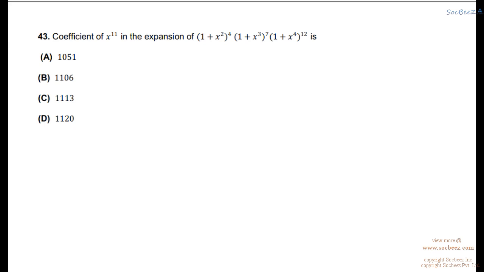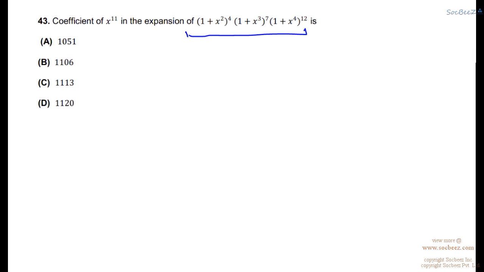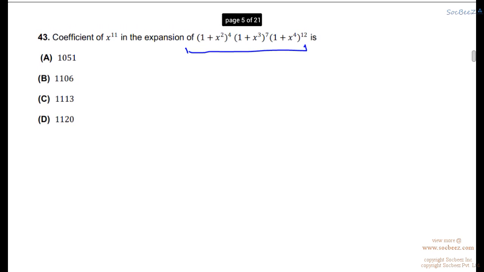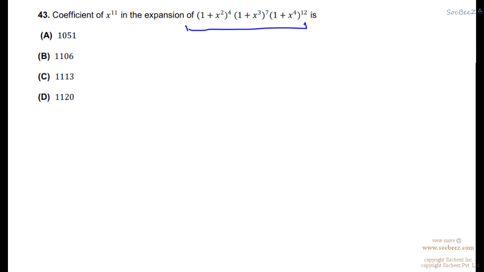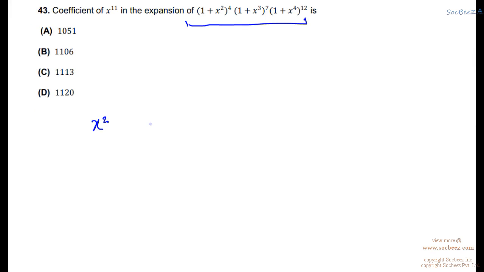Actually, in case we just expand this expression, then x raised to the power 11 will be formed with the combination of 4 coefficients. Okay, so let's see how those coefficients are formed. Here there are 3 powers which we deal with: the power of x square, the power of x cube, and the power of x raised to the power 4. Only these powers are going to give us the coefficients of x raised to the power n, where n is a natural number.